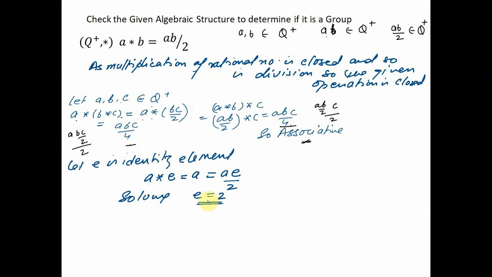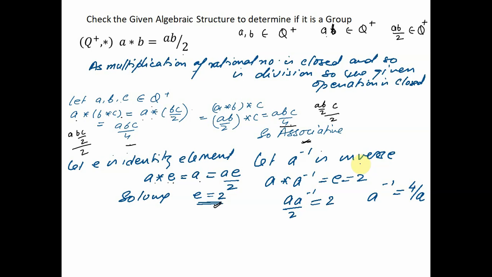Let's find the identity element. Let us say e is the identity element. Then a star e is equal to a. So a star e will be ae divided by 2. Solving it, you get e is equal to 2. So 2 is the identity element. Similarly, we can find the inverse element also. Let us say for an element a, a inverse is the inverse element. So a star a inverse is equal to the identity element, that is 2. So we have a times a inverse upon 2 is equal to 2, which means a inverse is equal to 4 upon a. So for every element, an inverse element also exists. So this is a group.